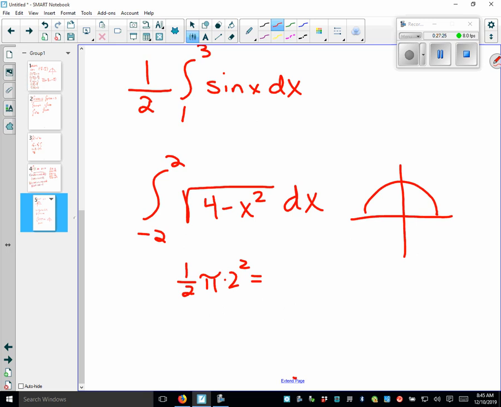Notice, I asked for area, didn't I? Yes. Which means it's absolute value, and it's also square units. An integral's negative, area is positive.